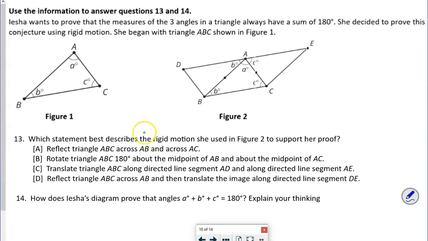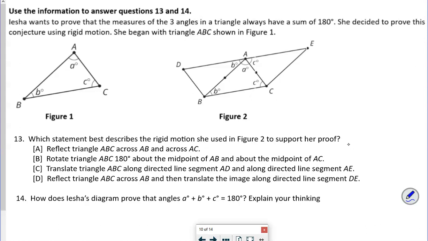All right, this one says use the information to answer questions 13 and 14. Aisha wants to prove that the measures of 3 angles in a triangle always have a sum of 180 degrees. She decides to prove this conjecture using rigid motion. She began with triangle ABC shown in figure 1. So this says, which statement best describes the rigid motion she used in figure 2 to support her proof?